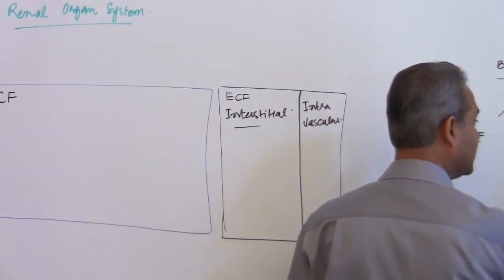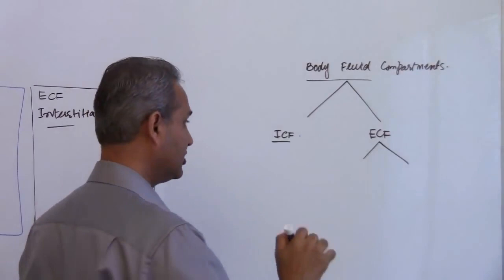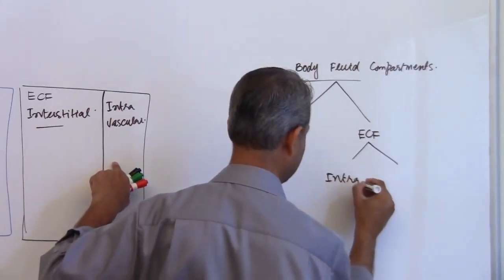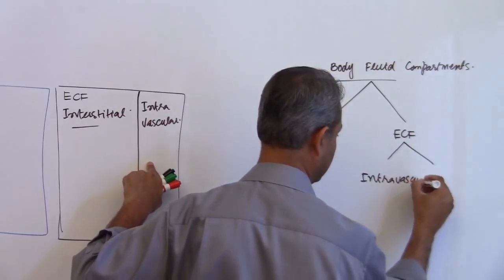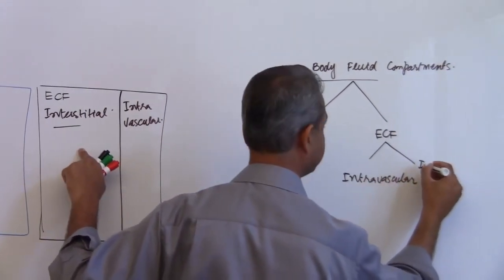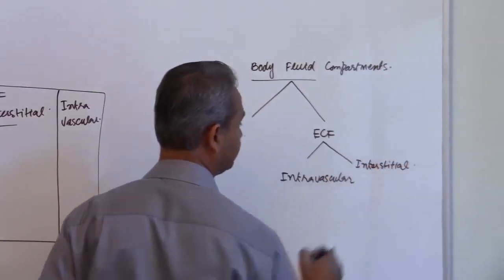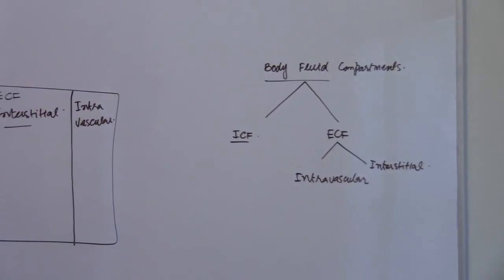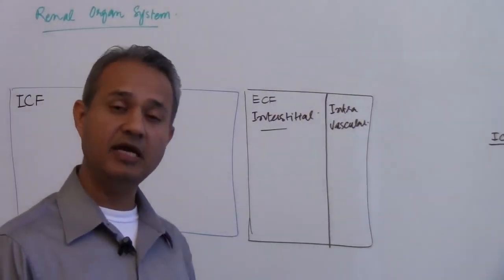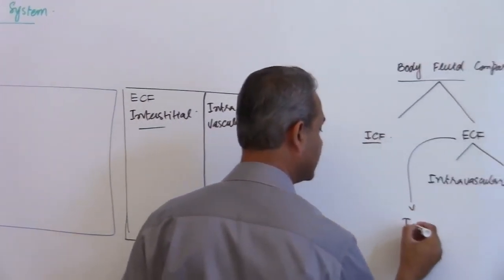Extracellular fluid compartment then in turn is divided into intravascular, as we saw here. So this is intravascular, and interstitial, which is here, interstitial. So intravascular and interstitial, they both are part of extracellular. There is actually one more extracellular compartment which is called transcellular.